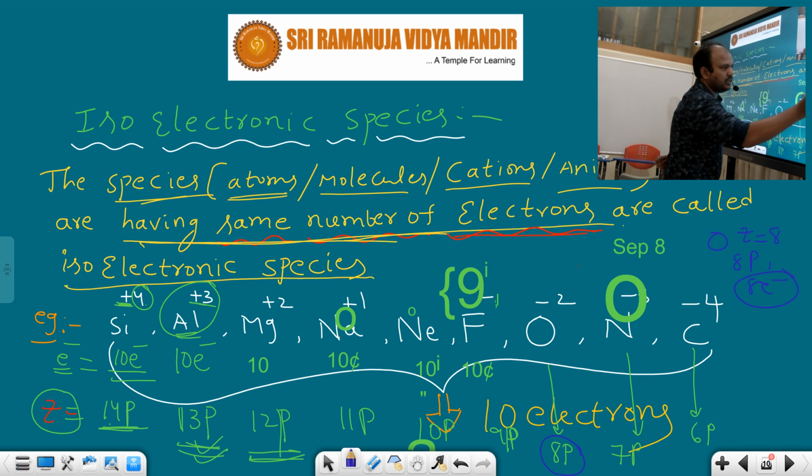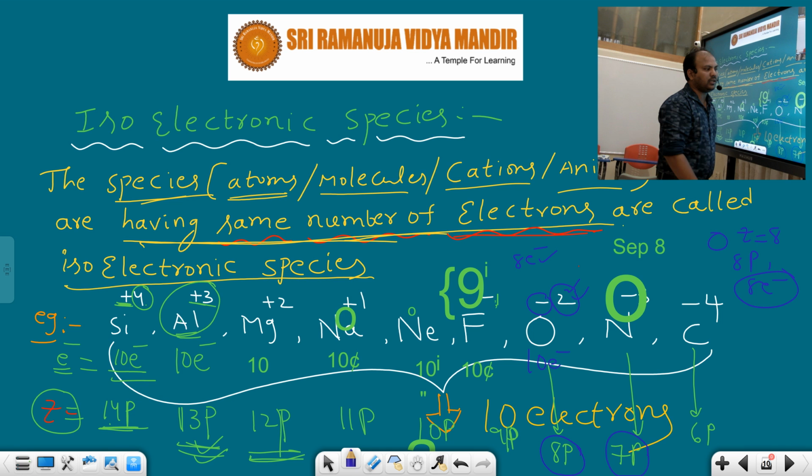But oxygen gains 2 electrons. Whenever you put a minus charge, electron is gaining. How many gaining? 2 electrons. In the previous case it has 8 electrons. Now it gains 2 electrons. Total how many electrons will be present in it? 10 electrons.